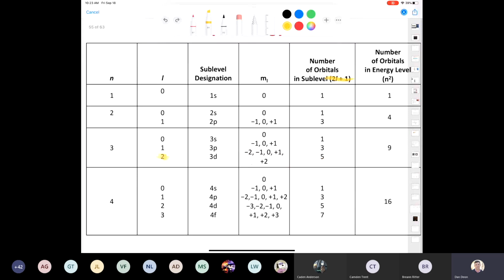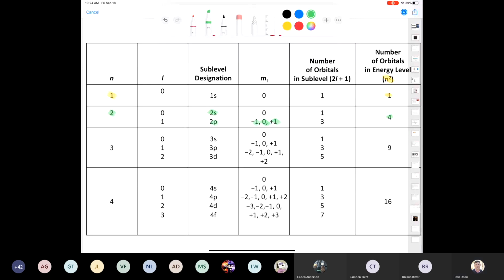You can use that. I don't really spend a lot of time on that with my students, but if you want to use that formula, be my guest. And then for the total number of orbitals in an energy level, you square n. If n is equal to 1, 1 squared is 1, and there's only one 1s orbital. If n is equal to 2, 2 squared is 4, right? You have the 2s orbital, and you have 3 2p orbitals, and so on and so forth.